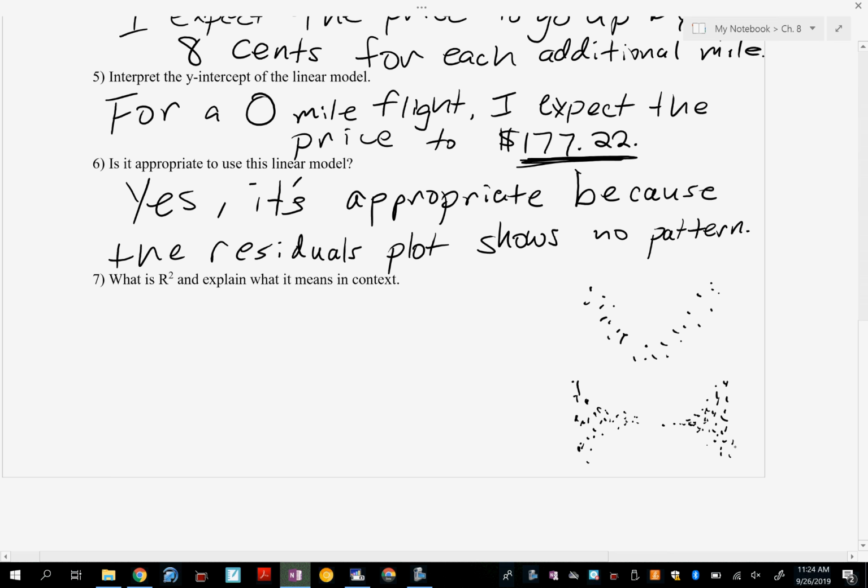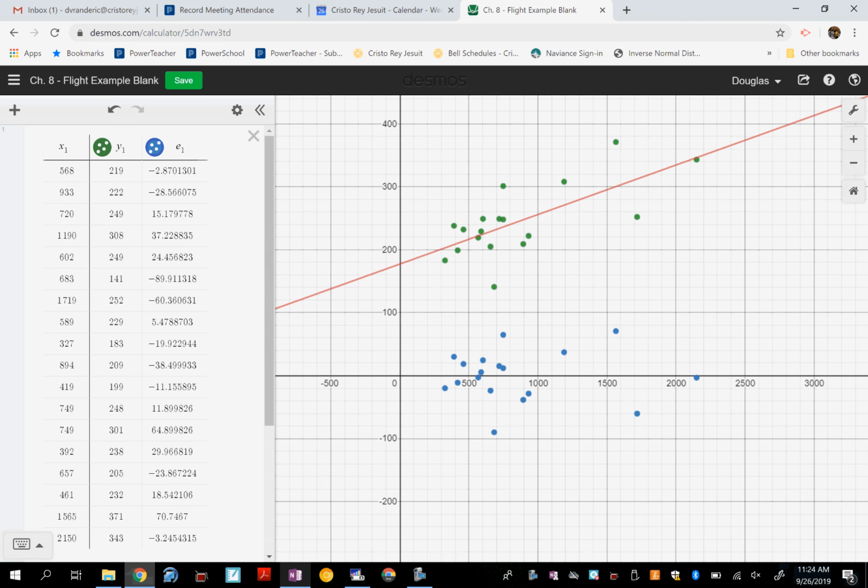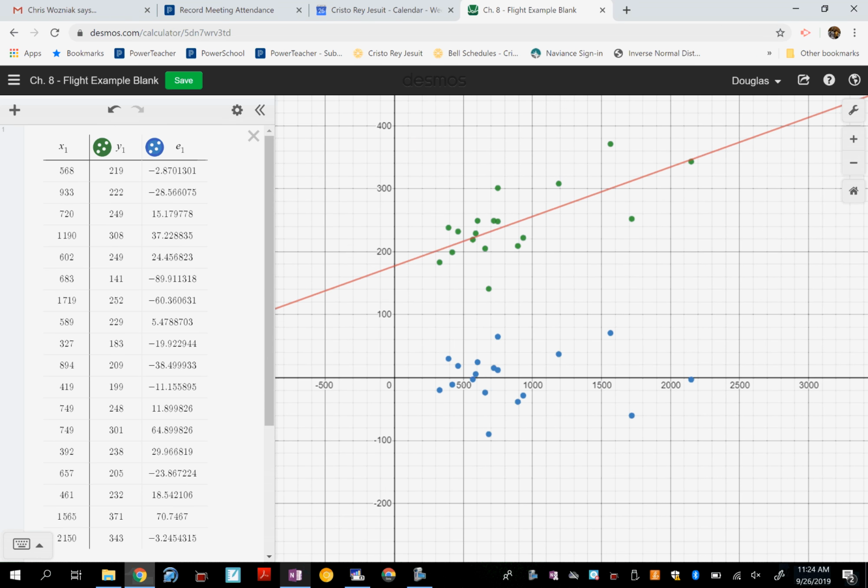But it has to be a pattern with the order scatter. So there's kind of two things you're looking at. Let me put the original back on here. Do you see my green dots? My green dots are the original scatter plot. I want a pattern. I want a linear form. I want my green dots to be linear, and I want my blue dots, my residuals, to be a cloud.